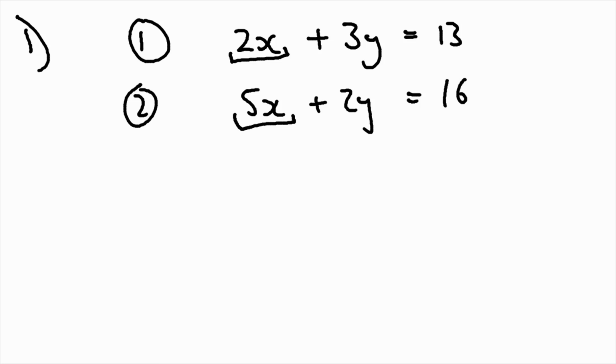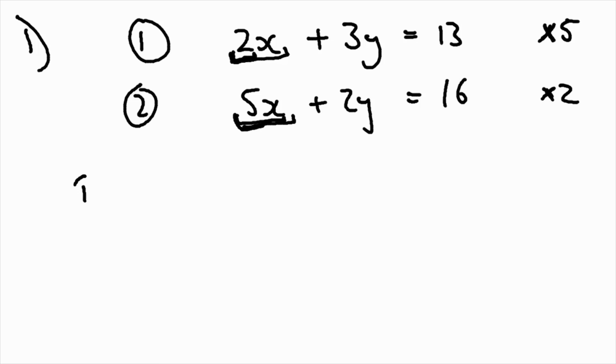So the trick here is to multiply the entire equation by the coefficient of the other x term. So here we have 2x, so we're multiplying the second equation by 2. And here we've got 5x, so we're multiplying the first equation by 5.